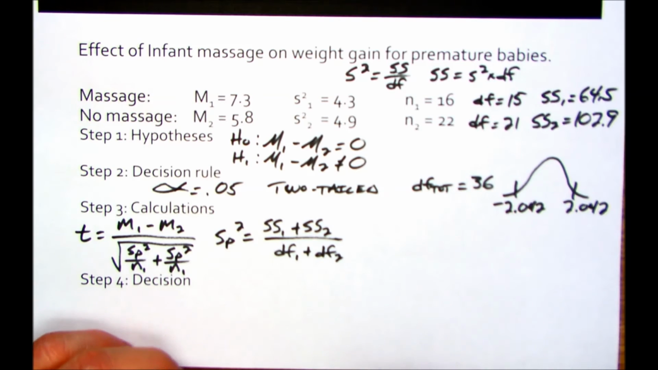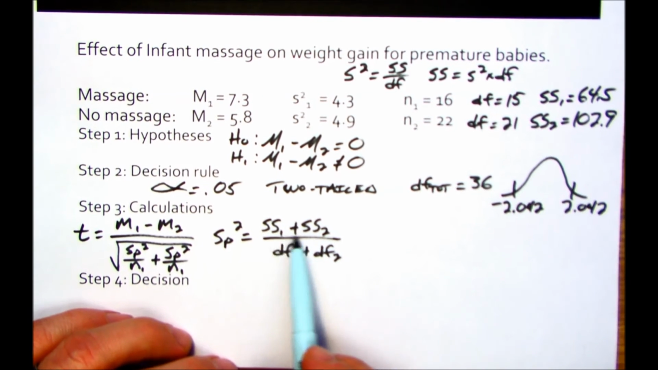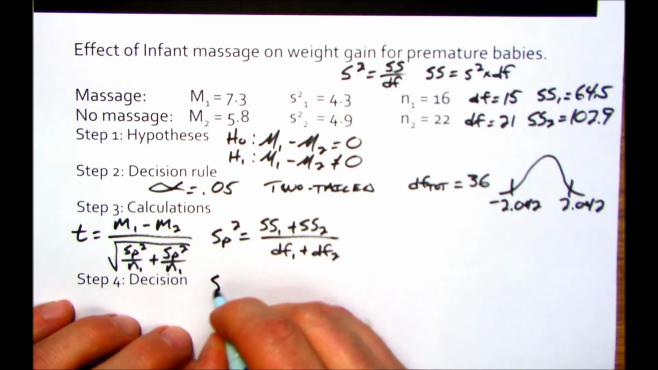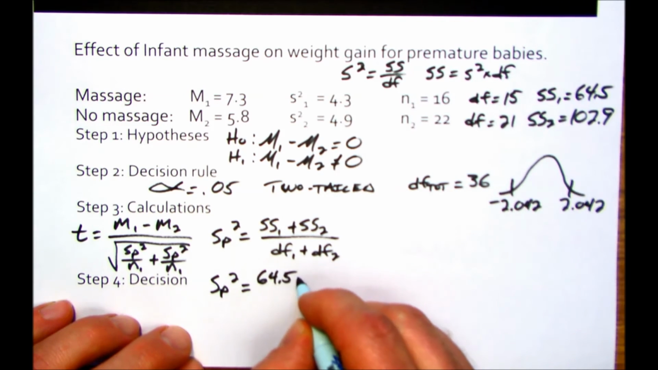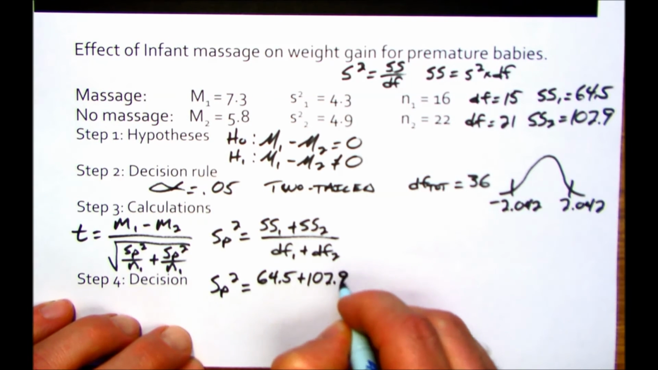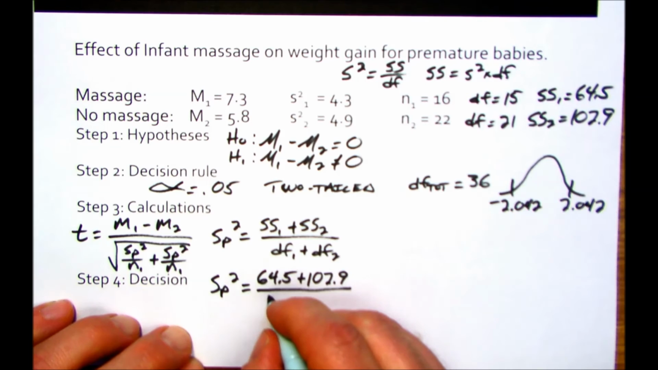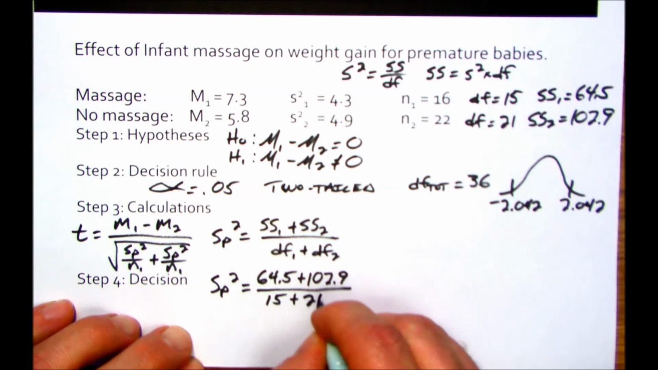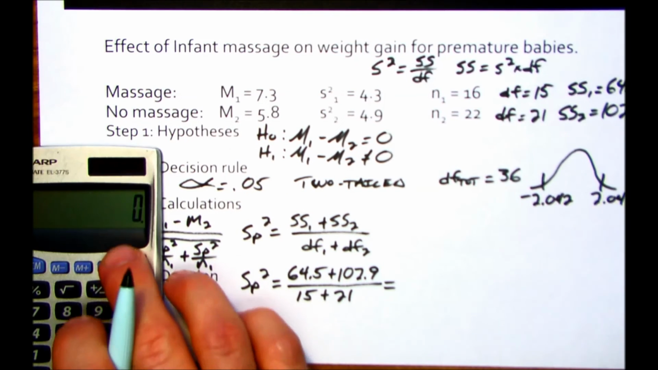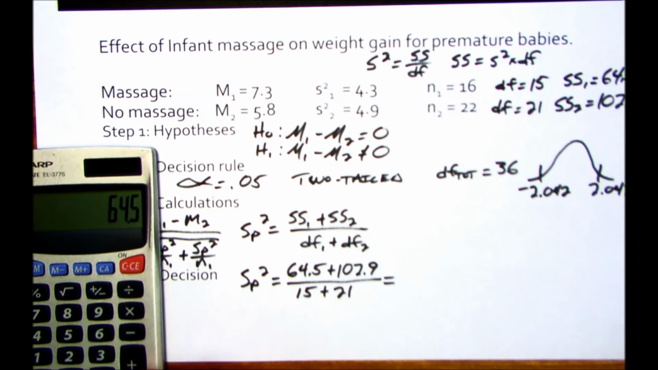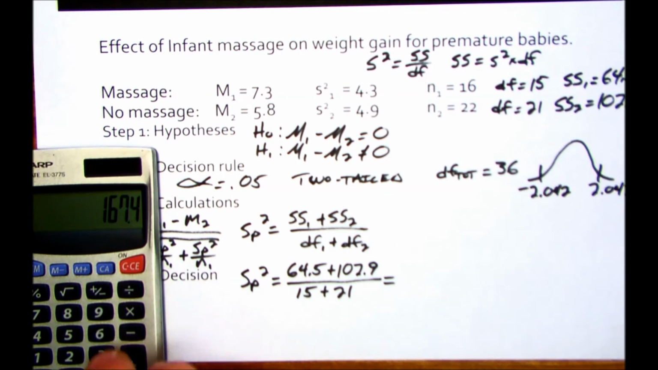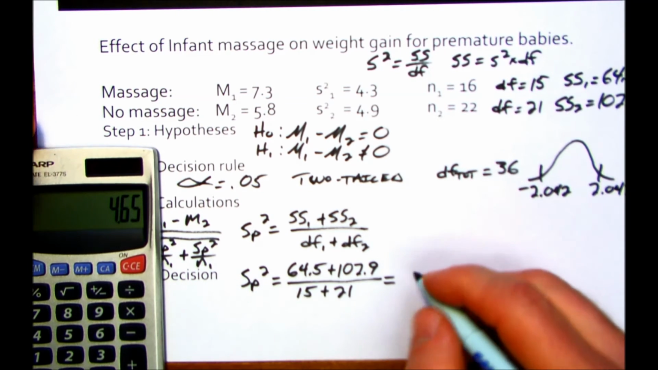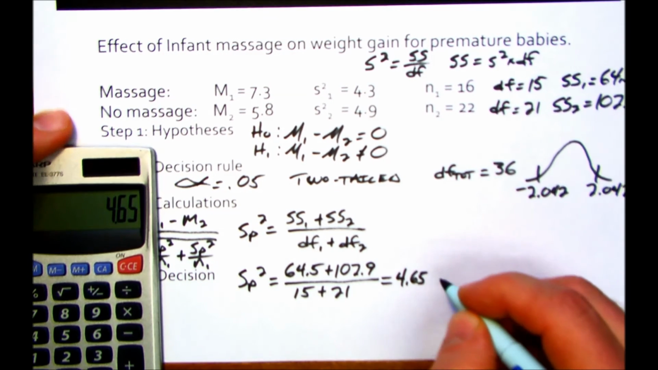All right, let's go through this. And the first thing I think would be easiest for us to do is to figure out what this pooled variance is. So we've got 64.5 plus 102.9 divided by 15 plus 21. So 64.5 plus 102.9 divided by 36, 4.65 is our pooled variance.